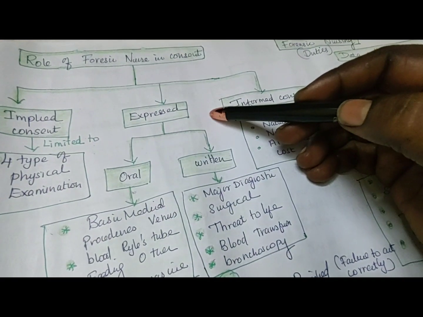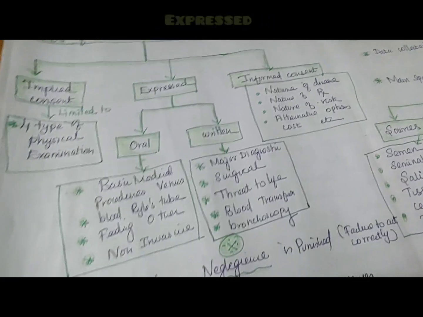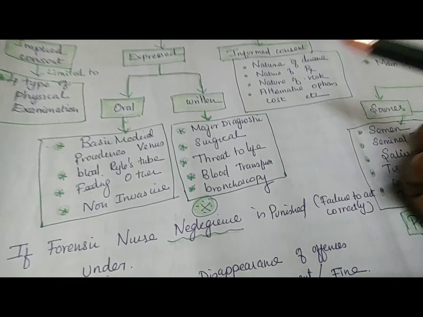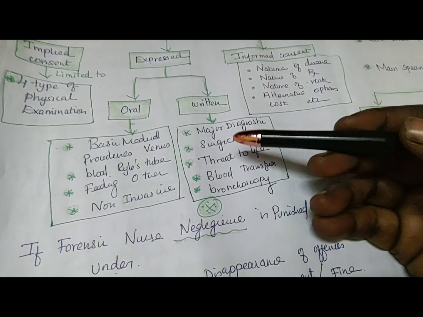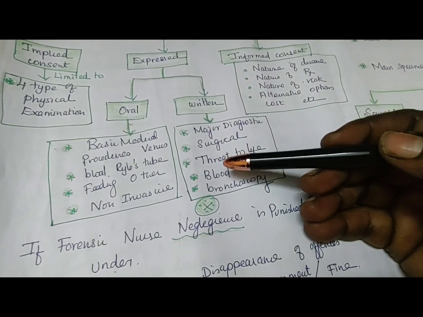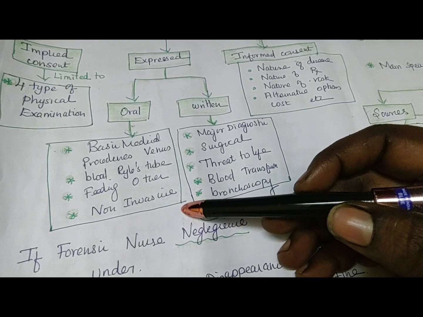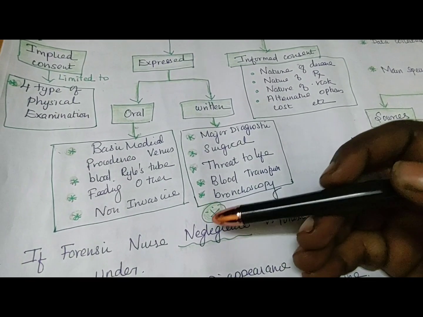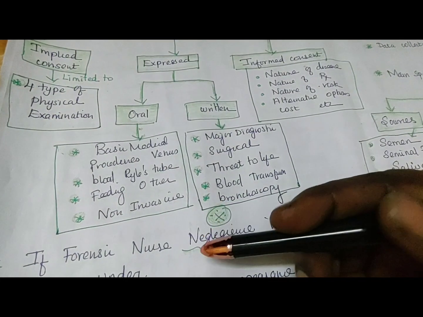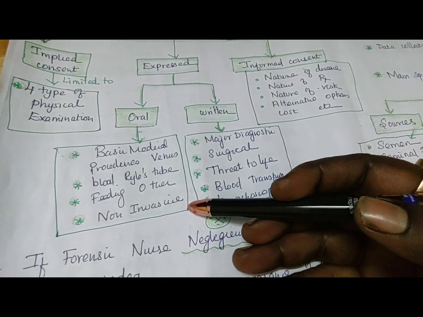And then express consent, either oral, for basic medical examination like BP checking or blood pressure checking, or if you want to do Ryle's tube feeding or something, you have to inform the victim or the accused what you are going to give. And for a non-invasive procedure, like checking the temperature or the pulse oximeter, you can just tell what you are going to check.